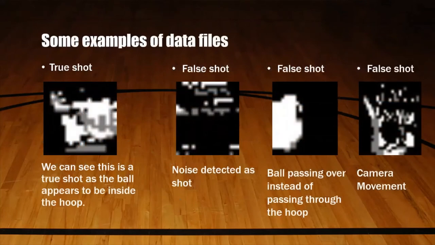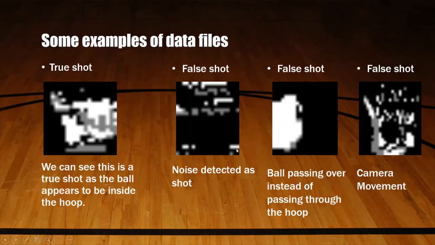These are some examples of data files, just so you get an idea of what is going on. You can see a true shot here. In this true shot, you can see a ball passing through the hoop. The hoop also changes its position, so that is detected as white here. So we know that a ball is passing through the hoop. So this is a true shot.